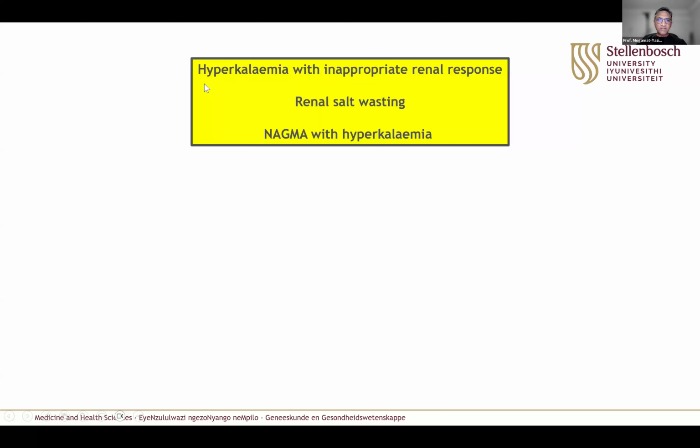So just to summarize again, we have a patient who has hyperkalemia with an inappropriate renal response. There is renal salt wasting as the patient is ECF volume contracted and therefore is not conserving sodium but wasting sodium in the urine. And lastly, the patient has a normal anion gap metabolic acidosis associated with hyperkalemia, which means the patient has a renal tubular acidosis or the so-called hyperkalemic RTA or type 4 RTA, which classically is also known as hyporeninemic hypoaldosteronism.